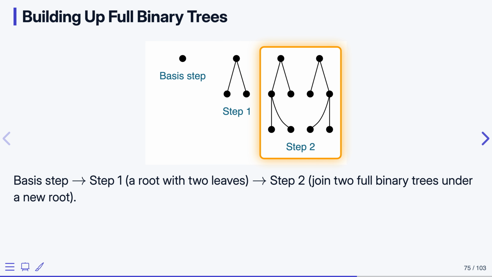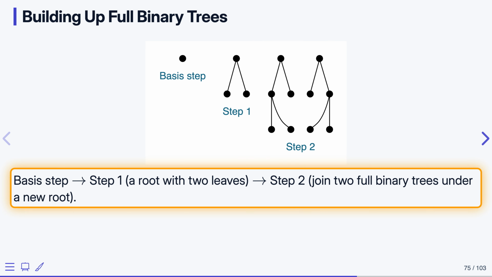In step 2, we join two of the step 1 trees, or a point and a step 1 tree, under a new root. Each time we add a new root, we give it exactly two subtrees. That is why every internal vertex always has two children.